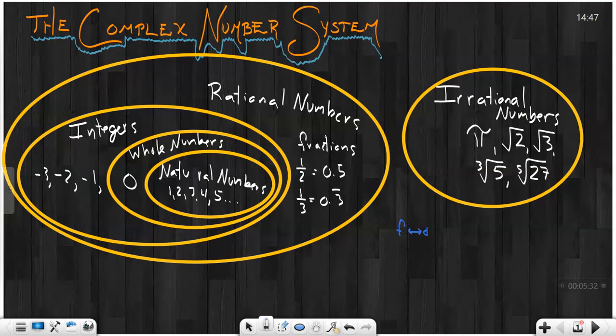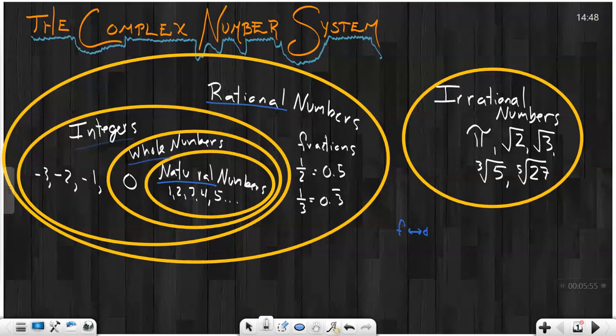If I asked you to classify the number -1, well, -1 is right here. So start in that circle and go out. -1 is an integer that is rational. Let's take a look at another one. What if I asked you to classify 3? Well, 3 is a natural number, a whole number, an integer, and rational.